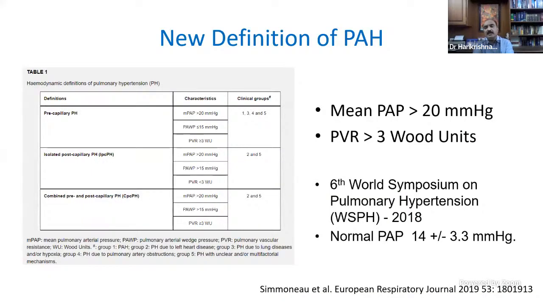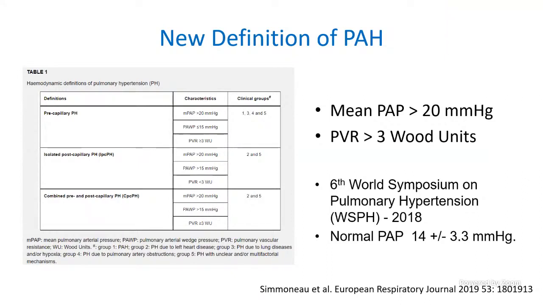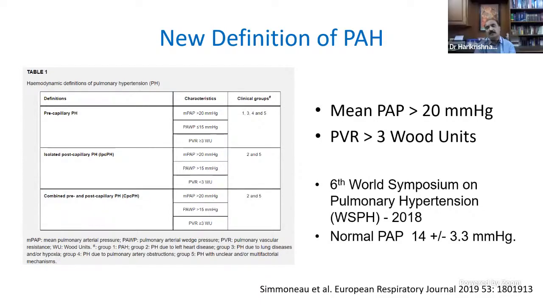So now we will see some of the new things in pulmonary. What is the new definition of pulmonary hypertension? What was the previous definition? Mean pulmonary pressure greater than 25 was the previous. Now it has decreased to more than 20 millimeters of mercury. Exercise criteria was removed. And the normal PA pressure is 14 plus or minus 3.3.